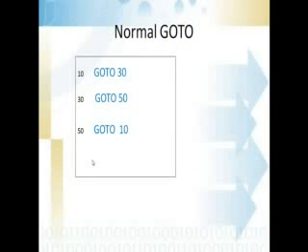This is an example for the normal goto. First, the program says go to the 30th line, and then it will direct it to the 15th line, and again in the 15th line it will direct it to the 10th line.